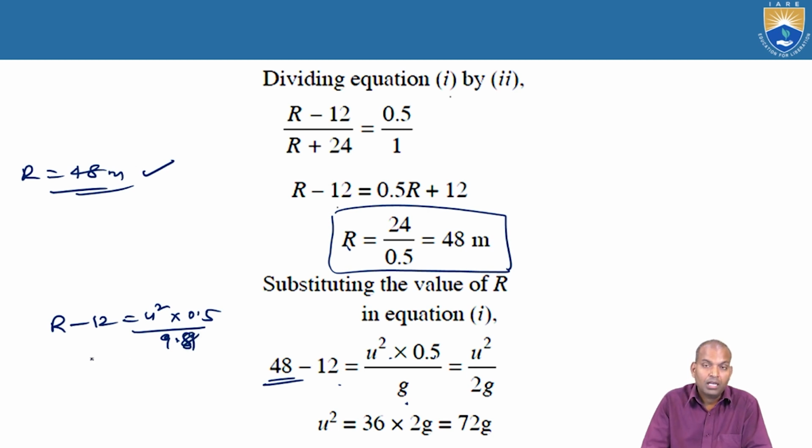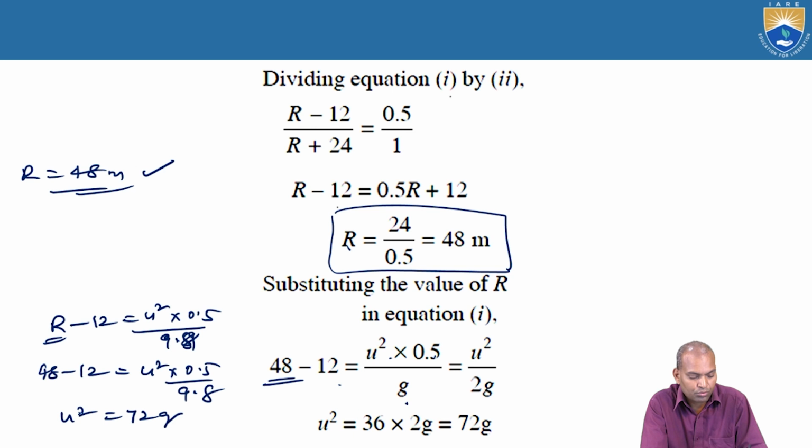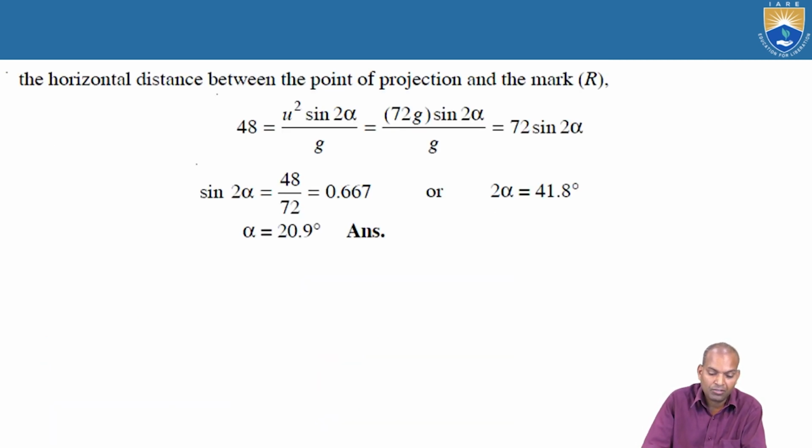Now in this equation, if we substitute, what is U square? 48 minus 12 equals U square times 0.5 by 9.8. From that, U square equals 72G, or 72 times 9.81. We know U square, we know R. From that, alpha can be calculated.